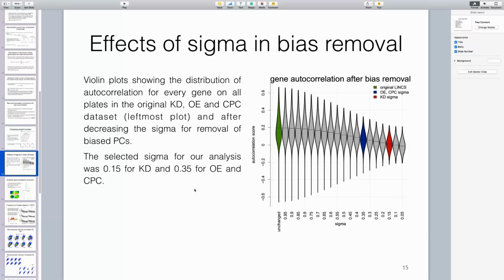In blue we can see the sigma that we use for overexpression and the drug perturbations. We can't remove the bias completely, so the autocorrelation of the genes after correction is still slightly positive. But it went from 0.2 to something more like 0.05 or 0.07. In the knockdown data, we could be much more stringent and still reach the maximum reproducibility, so here the autocorrelation of the genes could be put close to 0.